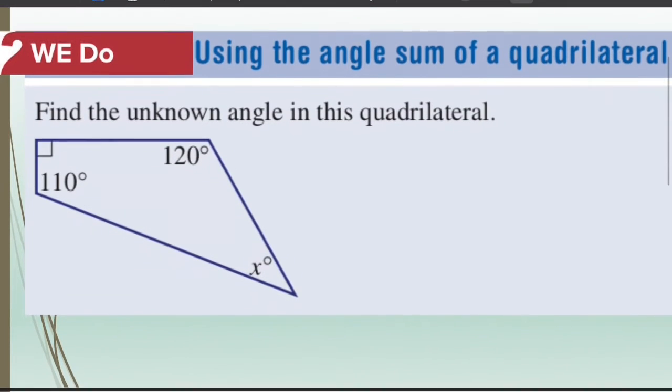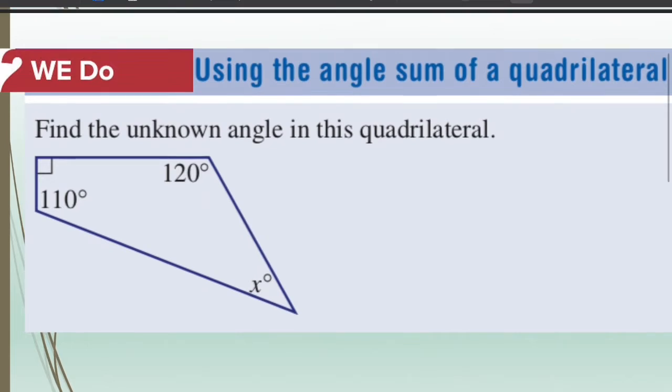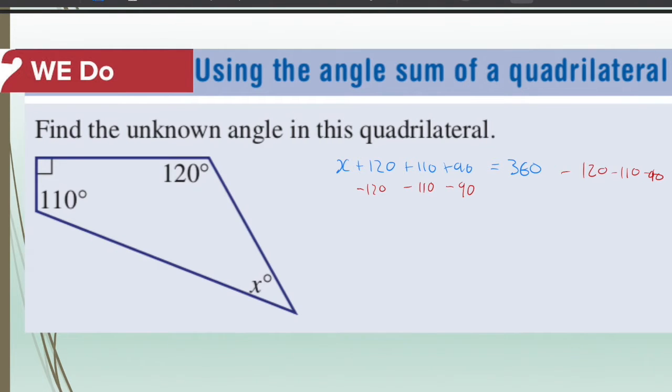So this is pretty similar to the last lesson we did, except instead of adding everything up to 180, we're going to add it up to 360. Remember, we take everything away from this side and then take it away over here. So we end up with x equals 360 minus all of these things.